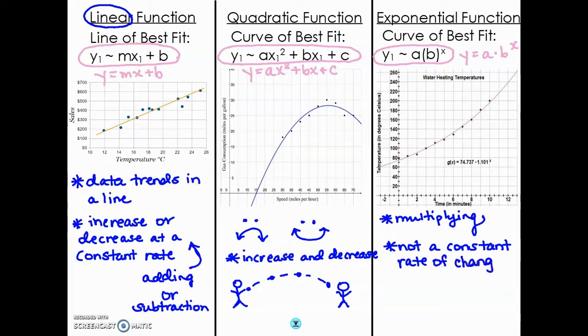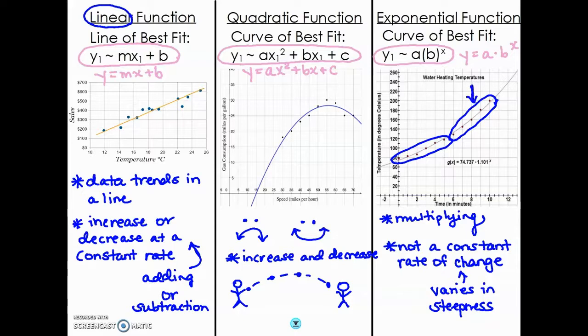How we know there's not a constant rate on this graph is that it varies in steepness. Take a look: these data points are pretty close together. They're still getting multiplied up, but they're pretty close together, whereas these data points are more spread out. They're increasing and making the graph steeper. My slope would be steeper here than at the first part of my graph, when my water's just starting to boil or starting to heat up. That is our case and our differences amongst the three.